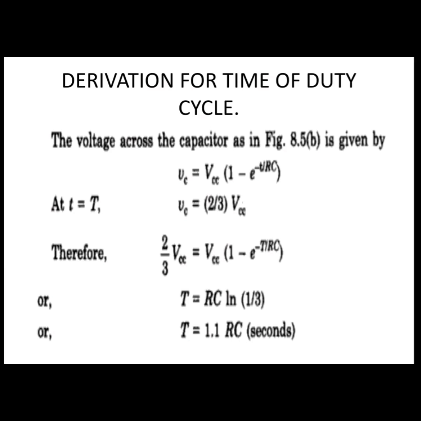Therefore 2 by 3 VCC equals VCC into (1 minus e to the power minus t by RC), the derivation as follows, and finally the formula will be T equal to 1.1 RC, which is referred to as the duty cycle of the monostable multivibrator.